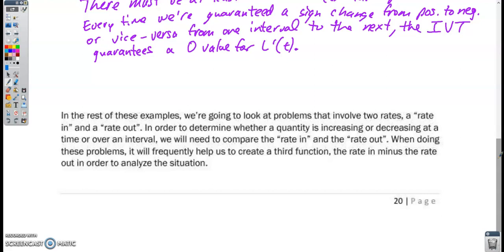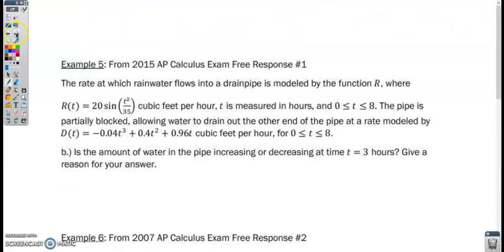When doing these problems, it's frequently going to be easiest to create a third function, the rate in minus the rate out. If the rate in minus the rate out is positive, that means it's increasing. If it's negative, that means it's decreasing. That's a little pointer on how you might want to approach some of these.